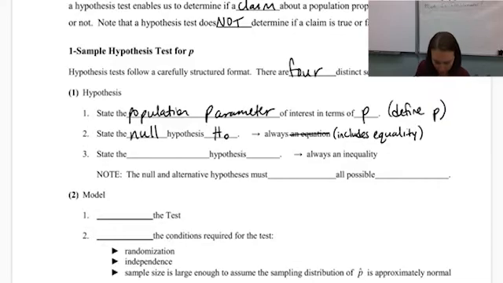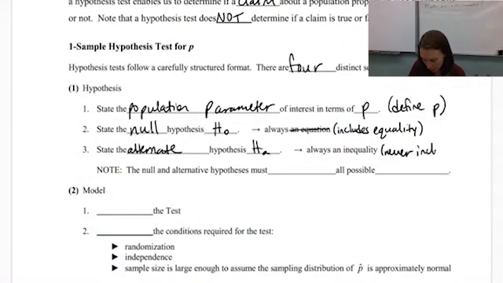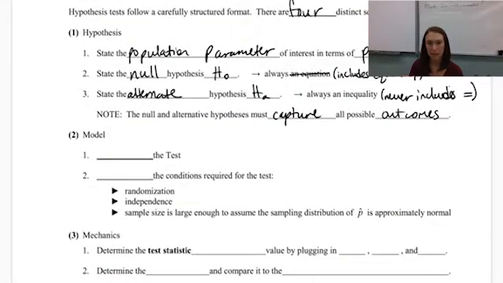All right, and then we're going to state the alternate hypothesis, which is H sub A, which is always an inequality, never includes the equality. All right, and then note the null and alternative hypotheses must capture all possible outcomes. So that's our hypothesis piece. So define P, write your hypothesis statements.